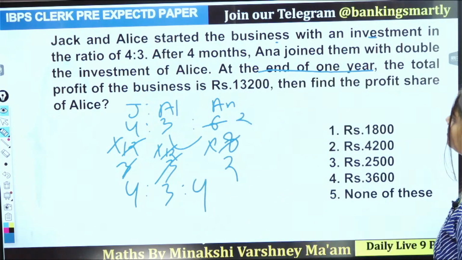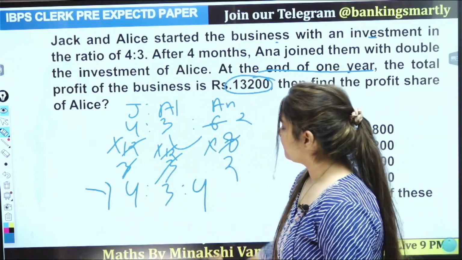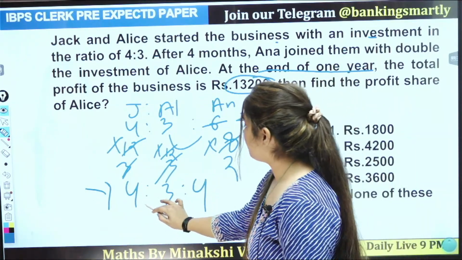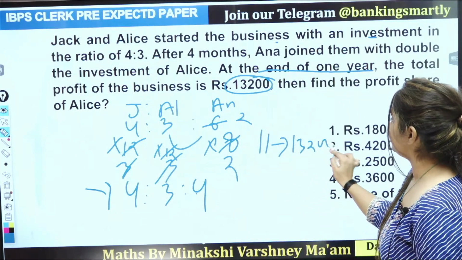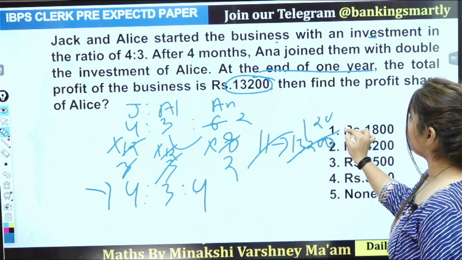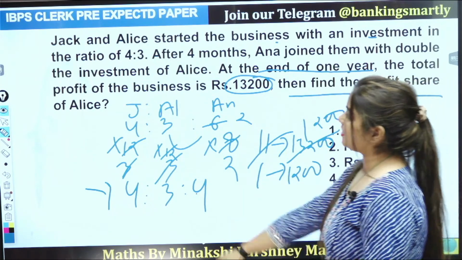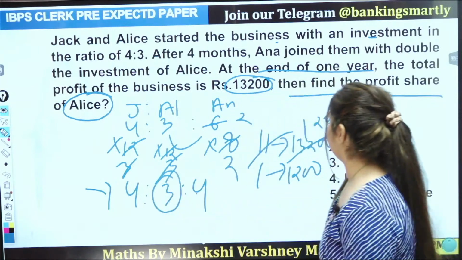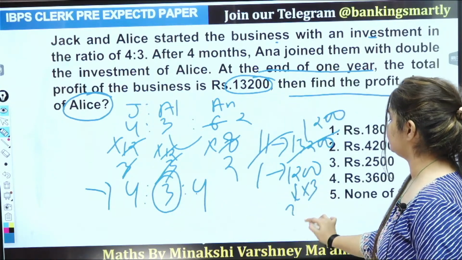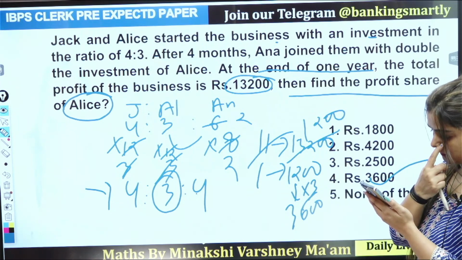Clear? Now the total profit in the business is this. So this one is your profit ratio, investment into time period. So 4 plus 3 is 7, plus 4 is 11. 11 units value is total profit 13200. 11 ones are 11, 11 twos are 22, so 1 unit value is 1200. What they are asking here is to find the profit share of Alice. That means this one, 3 units value. So 1200 into 3, that means 3600 will be the correct answer. Option number 4 is correct. Is it clear, guys? Any doubt?